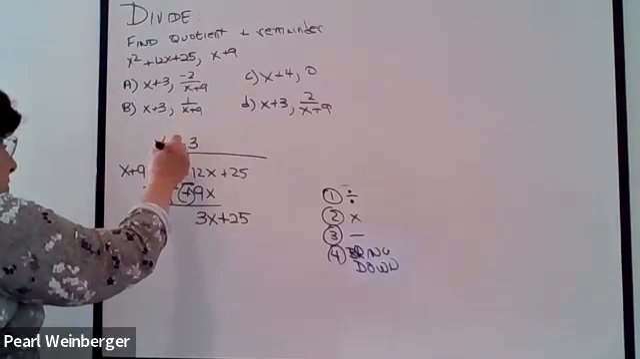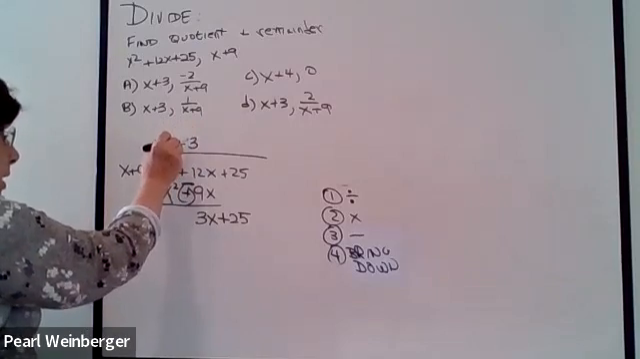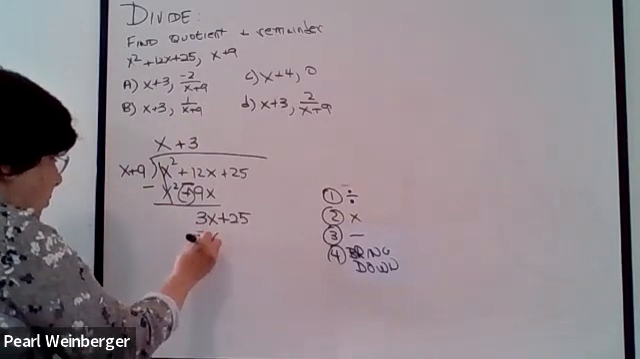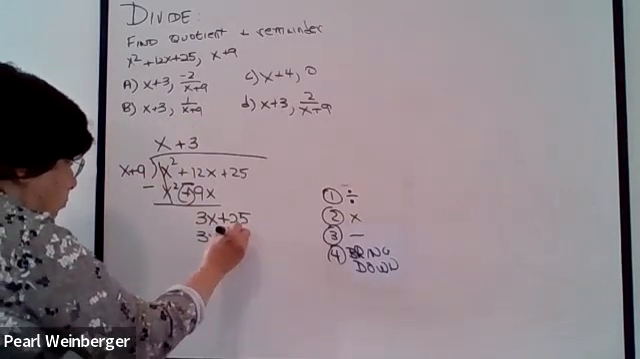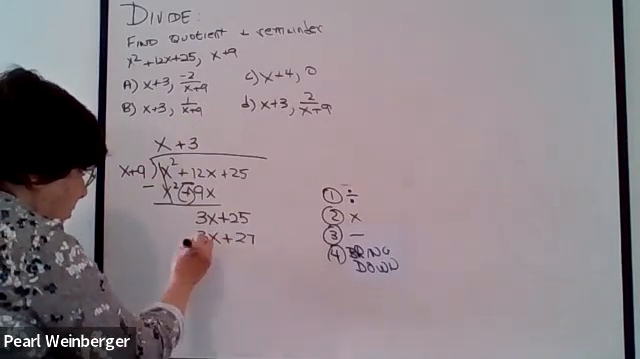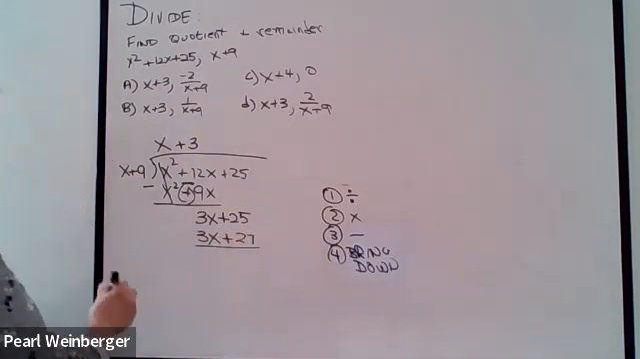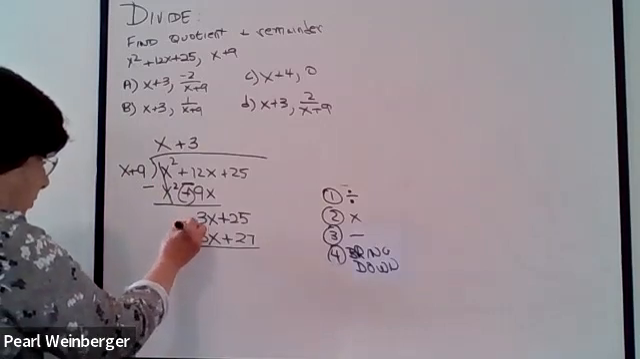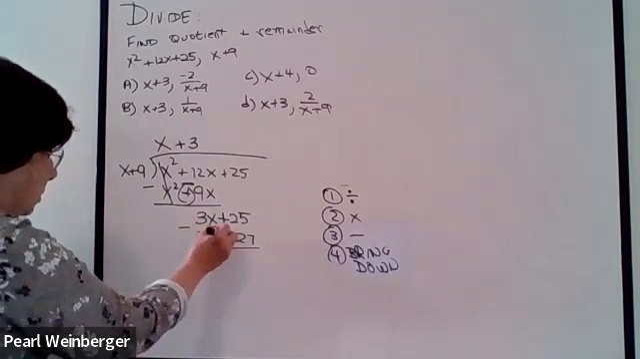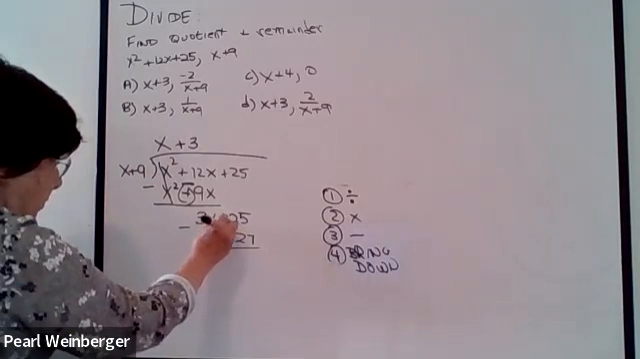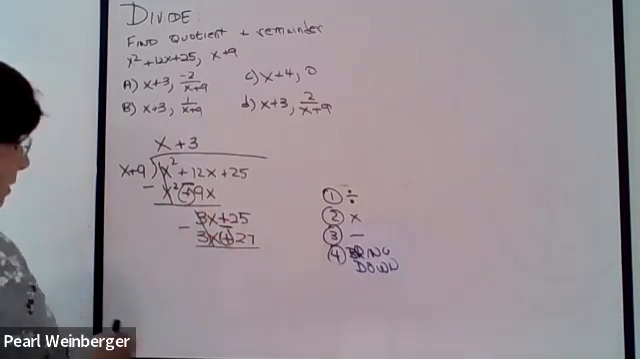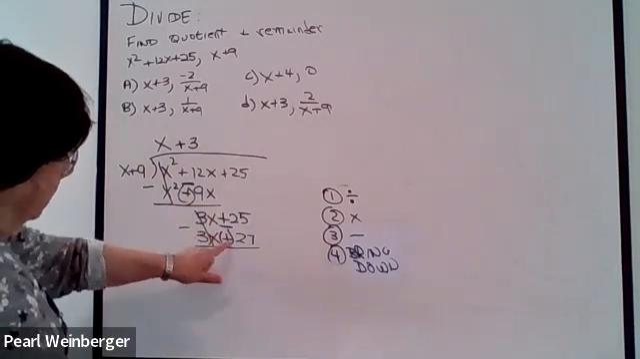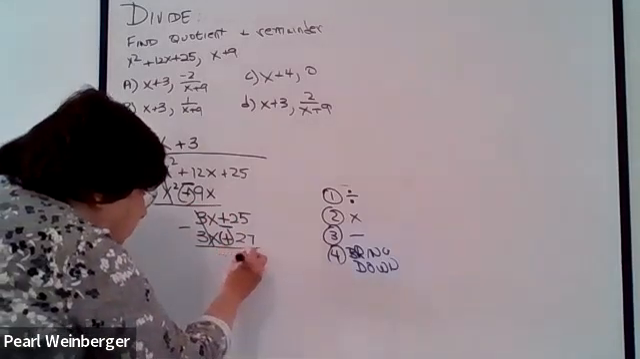We take what we just put on top, which is a 3, and multiply it. 3 times x is 3x. 3 times 9 is 27. And after I multiply, I now subtract. I first change the signs, so this is becoming a minus, and this is also becoming a minus. So I get 3x minus 3x, which cancels out. 25 minus 27 is minus 2.